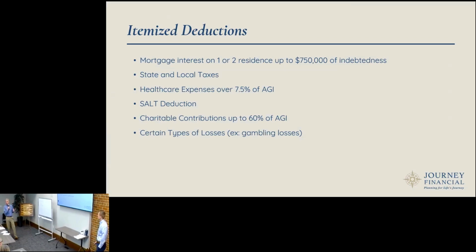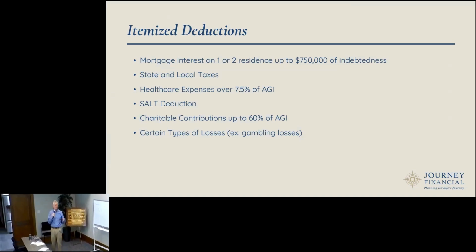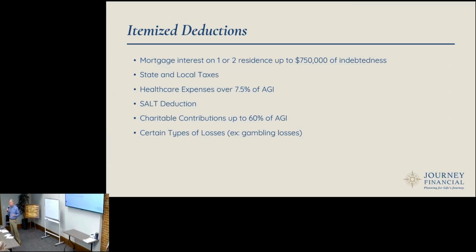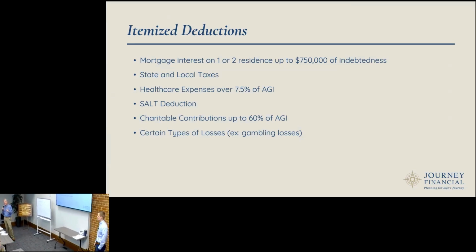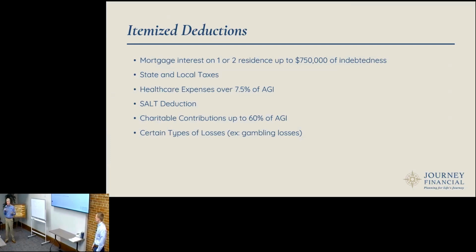Charitable contributions up to 60% of adjusted gross income. That's per charity, I believe, right? Yeah. So you can't give your entire income away to one charity and expect to be able to deduct it all. You're limited on how much you can give to a single charity out of your income. And certain types of losses, i.e., gambling losses.